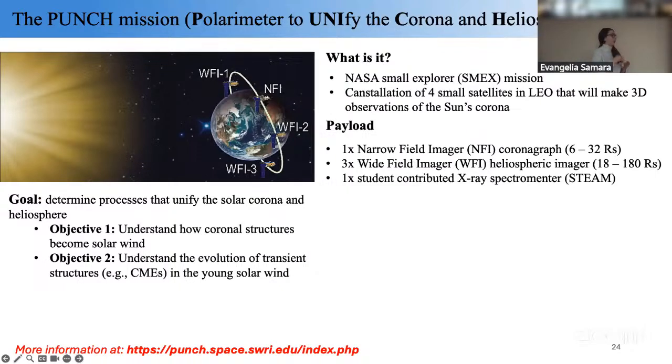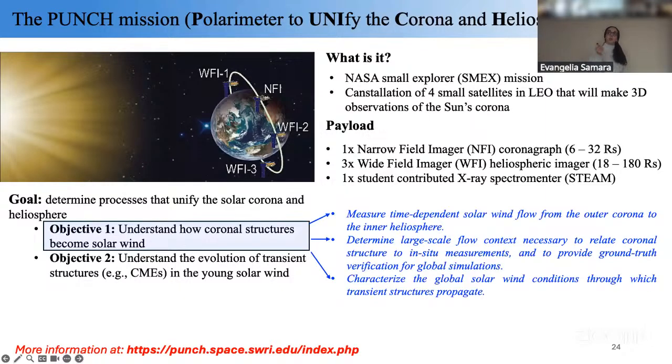If we split that down into more specific objectives, as the team says all the time, they want to understand how coronal structures eventually become the solar wind, and to understand the evolution of transient structures such as CMEs in the young solar wind. All the information is given in this link. You can go and get much more information about that mission.